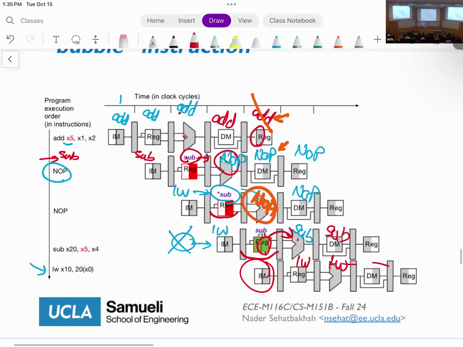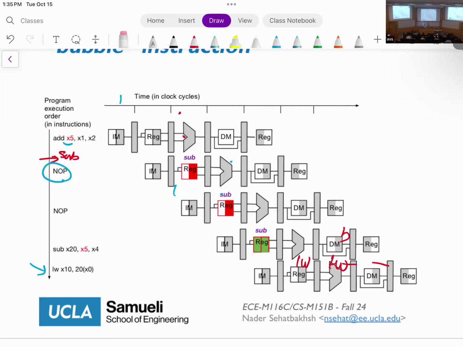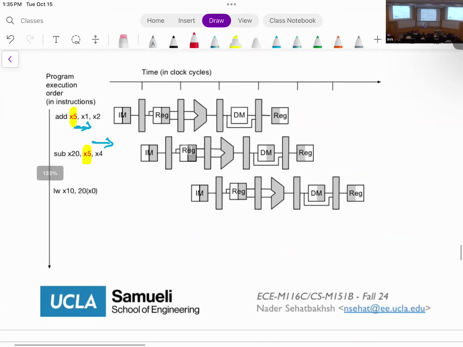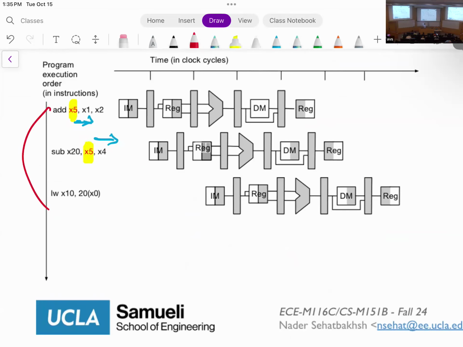Let me repeat this one more time so that it might be easier for you to follow, and then I'm going to answer some questions, okay? So originally, I had something like this. My sub was here. Let me actually show you here. Okay, originally I had something like this, okay? Three instructions next to each other, but because of this hazard, I need to put two no-op instructions in between them and then execute the sub instruction, okay?